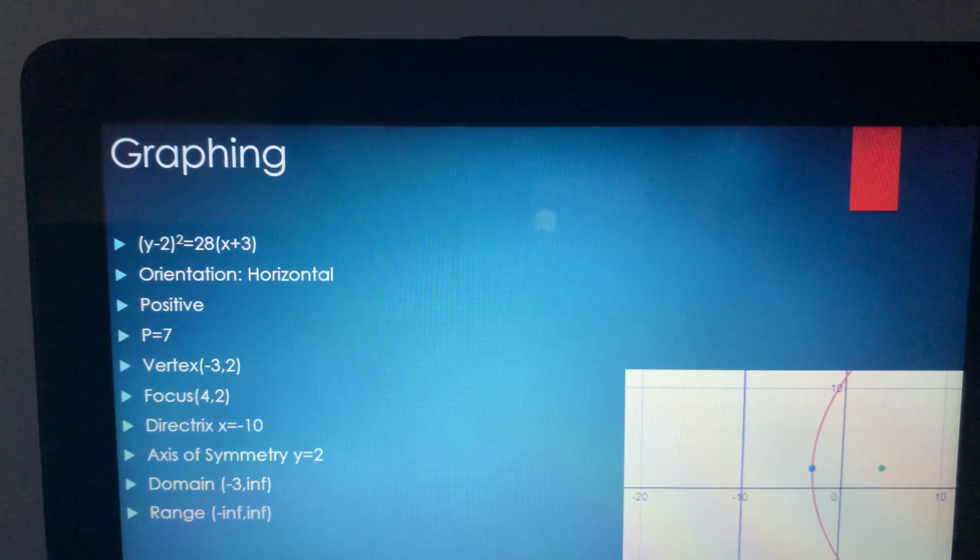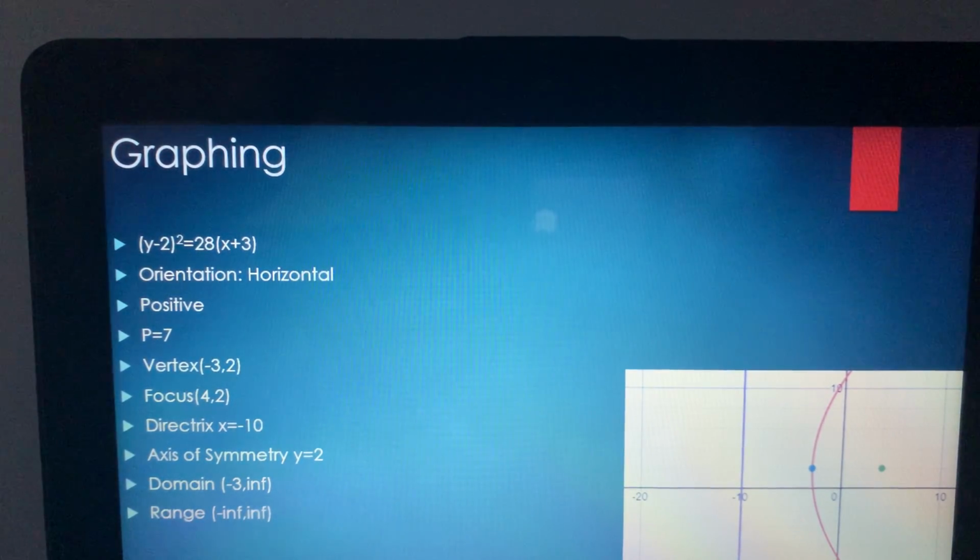To plot a parabola, you really only need 5 points. Now, for the focus, because p is 7, the focus is inside, and it's horizontal and positive, so we're going to be going to the right 7. Since the orientation is horizontal, the axis of symmetry is going to be going left and right. But it's positive, so the focus is going to be inside to the right. The directrix is going to be outside to the left.